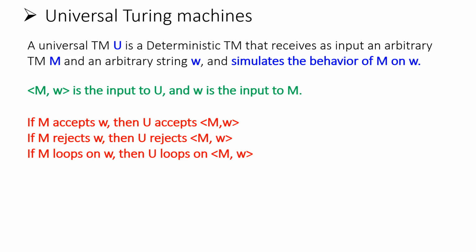If M accepts W, then U accepts MW. If M rejects W, then U rejects MW. And if M loops on W, then U loops on MW. I bet you are curious how you can do this.